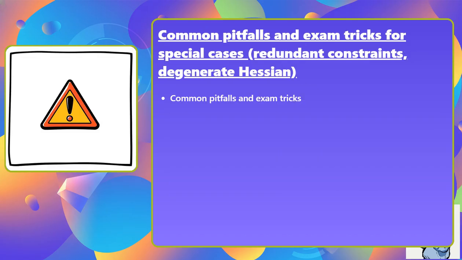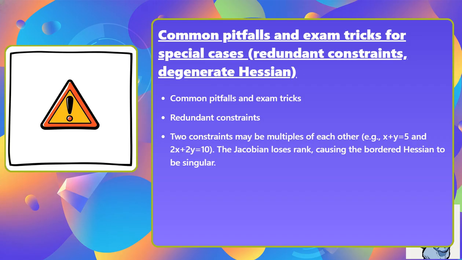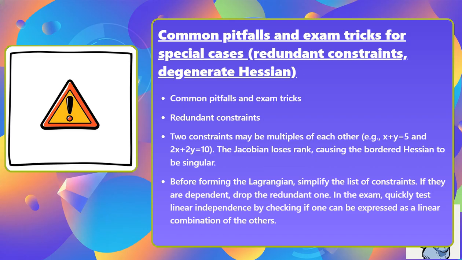Common pitfalls and exam tricks. Redundant constraints. Two constraints may be multiples of each other, for example, x plus y equals 5 and 2x plus 2y equals 10. The Jacobian loses rank, causing the bordered Hessian to be singular. Before forming the Lagrangian, simplify the list of constraints. If they are dependent, drop the redundant one. In the exam, quickly test linear independence by checking if one can be expressed as a linear combination of the others.